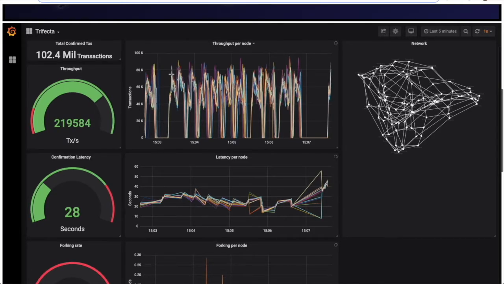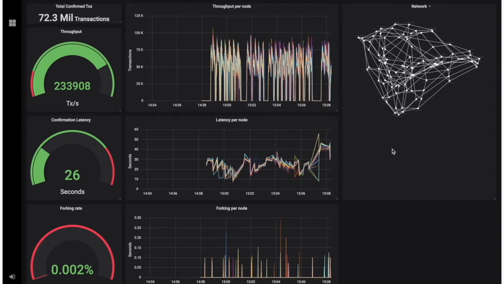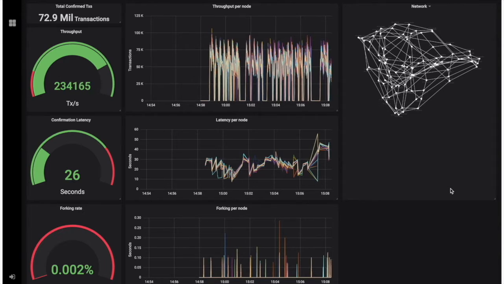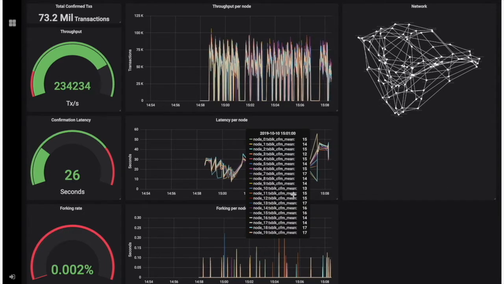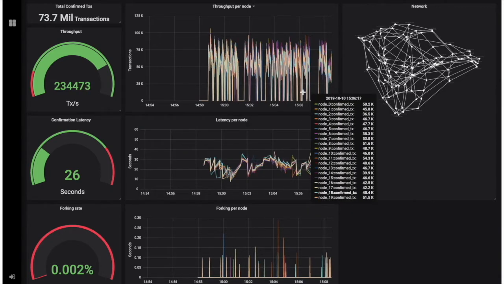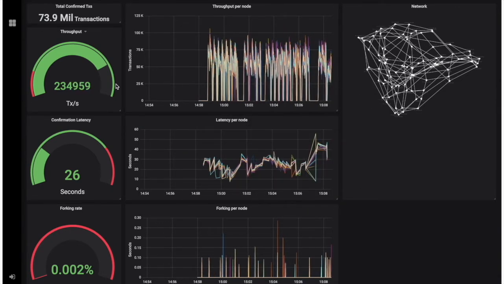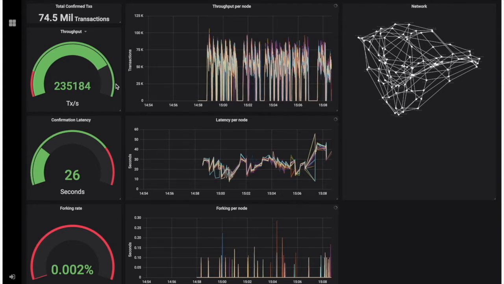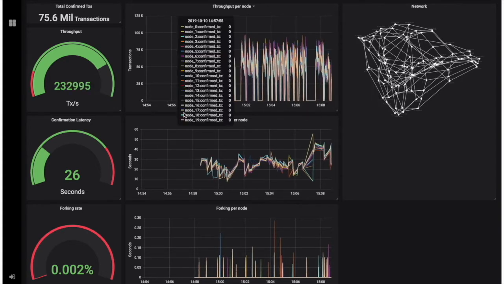This is the performance panel of the whole Trifecta system. On the right hand side, we see the network on which the 100 AWS nodes are running. The performance can be further broken down into 3 different panels. The top panel is the throughput of the whole system, and we see the throughput of the system is roughly 235,000 transactions per second. The plot here is the instantaneous throughput of 20 of these different nodes.